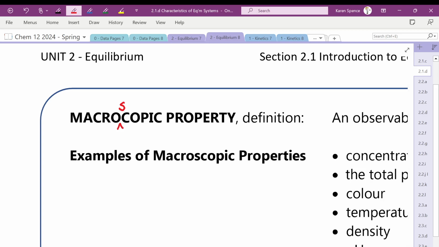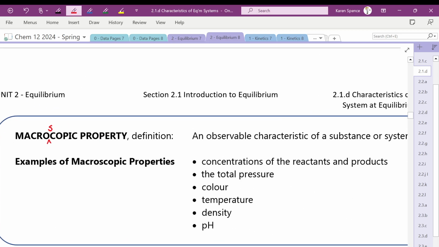Thank you so much. So you should know that a macroscopic property is an observable characteristic. So you need to know this. You should also know examples of macroscopic properties. So you want to know these.